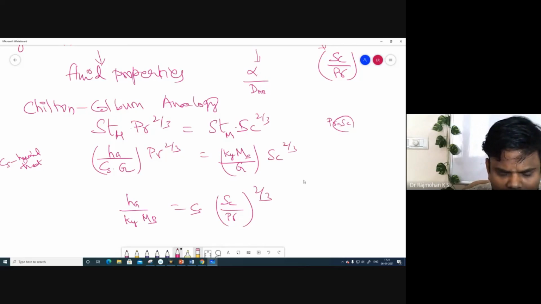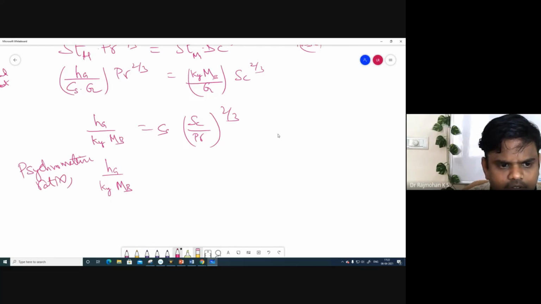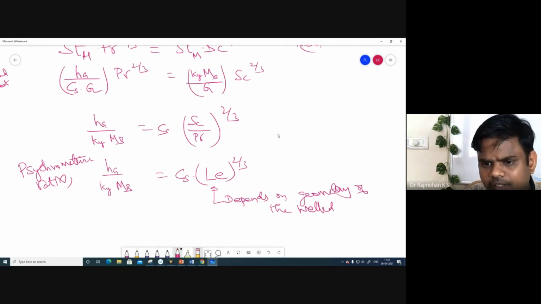So again, what is this ratio? That's what I was telling. Hg by ky mb is the psychrometric ratio. So this ratio is equal to, what is the right hand side? Cs into Schmidt number by Prandtl number is nothing but the Lewis number. So this Lewis number again depends upon the geometry of the wetted surface.